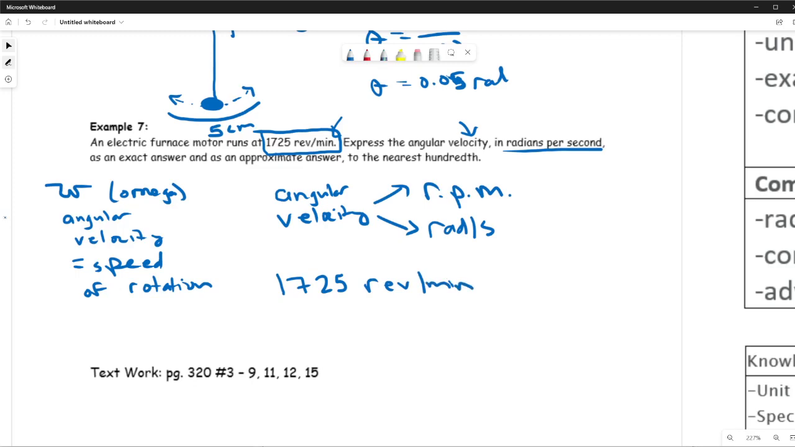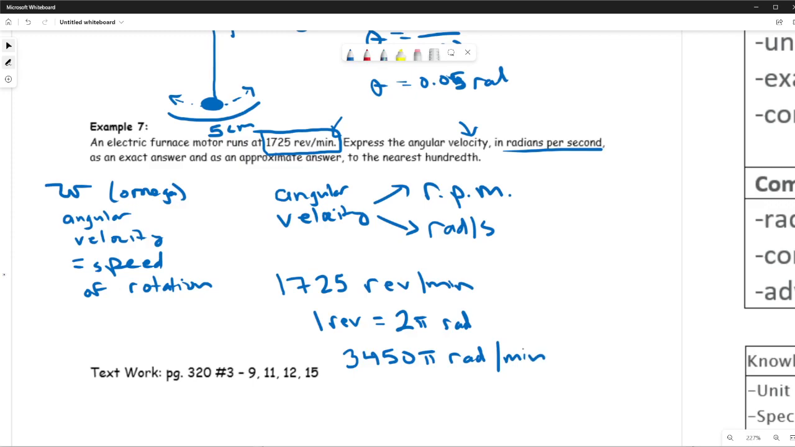What I'm going to do is use the idea that 1 rev equals 2 pi rad. Now, what's the idea there? A revolution is a complete go around of a circle, and when you're talking about radians, that 1 revolution, a complete go around the circle, is 2 pi rad. So we're going to take revolutions per minute and multiply it by 2 pi. So we're going to get 3450 pi rad per minute.